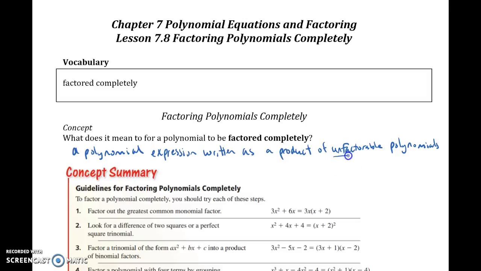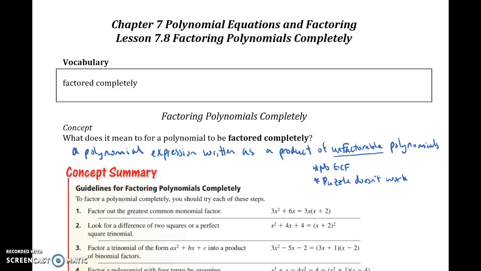So remember, what does it mean to be not factorable? That means there's no GCF you can take out, right? You can't do the puzzle. And connect to that, no special patterns or shortcuts work. Okay? So that's basically all we're doing.